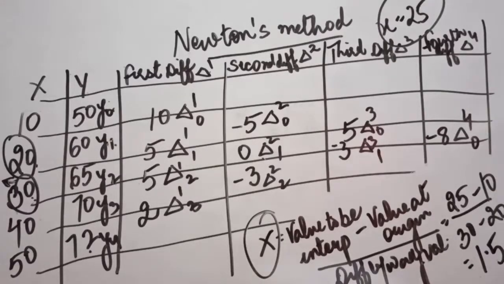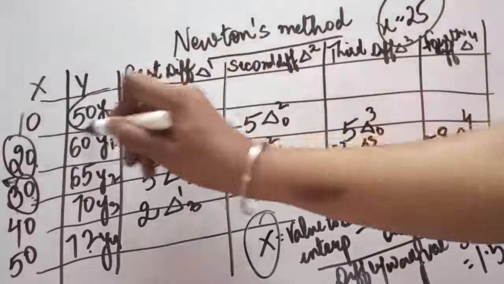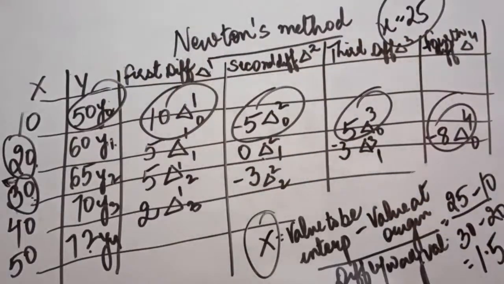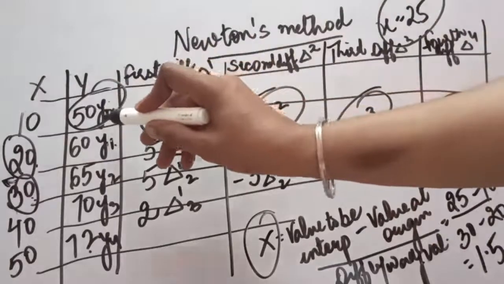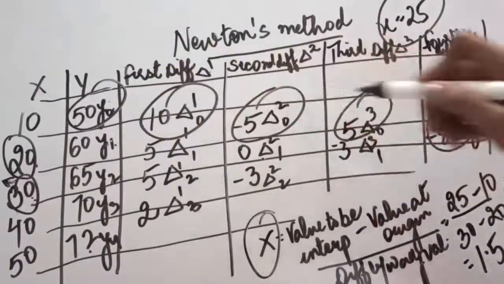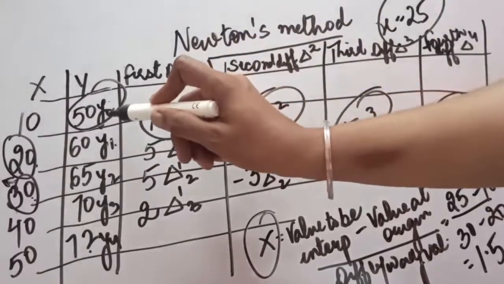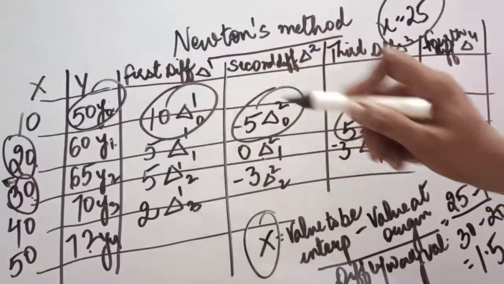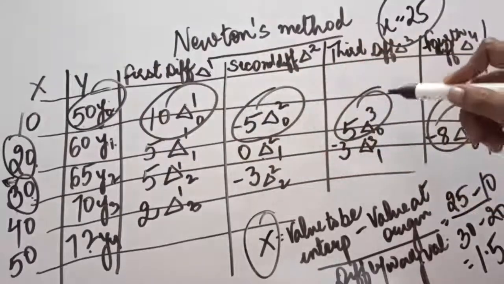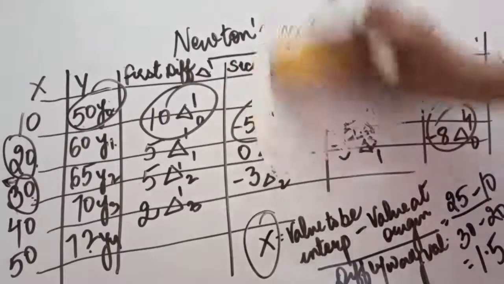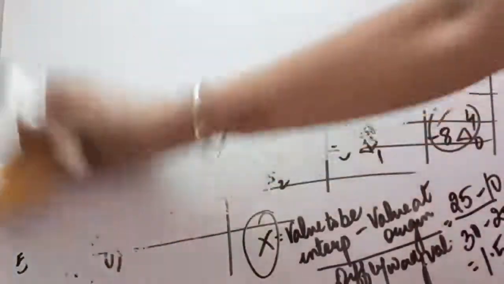Now we will be applying the second formula. And in the second formula, if you look at the formula, you will make use of these first items. This we require, right? So we will make use of y0, delta 10, delta 20, delta 30 and delta 40. So you can just note down y0 is 50, delta 10 is 10, delta 20 is minus 5, delta 30 is 5 and delta 40 is minus 8. Now we will apply that second formula of the Newton method and then we will calculate our answer.